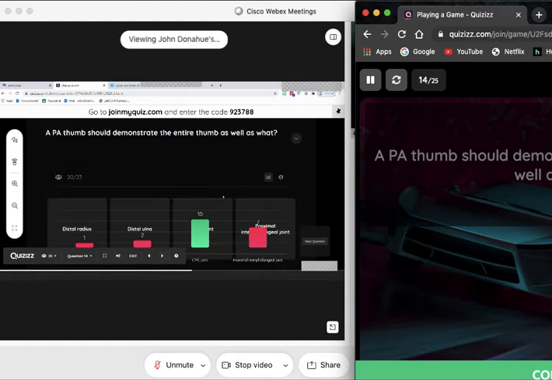And do remember, guys, a key detail there. Remember, the thumb does not have a PIP. It only has an IP. So that's one way you can eliminate an answer if you see that on your tests. The thumb only has the IP. It does not have DIP or PIP.